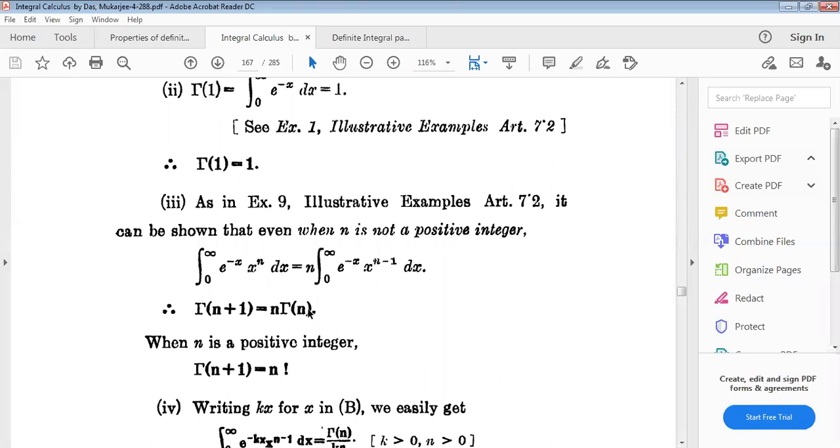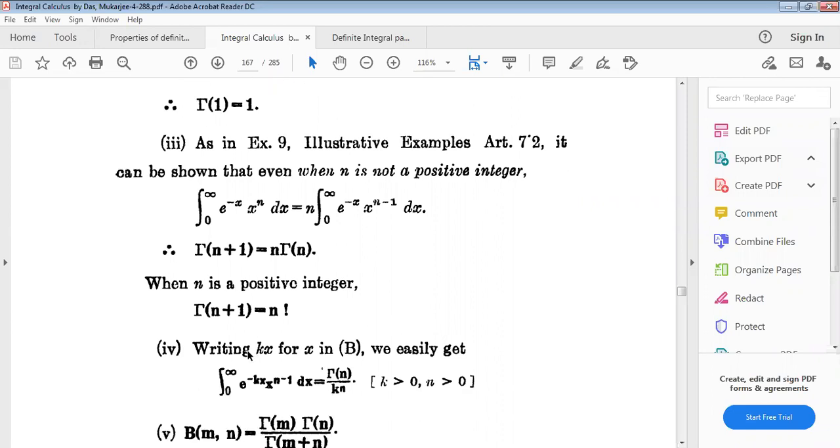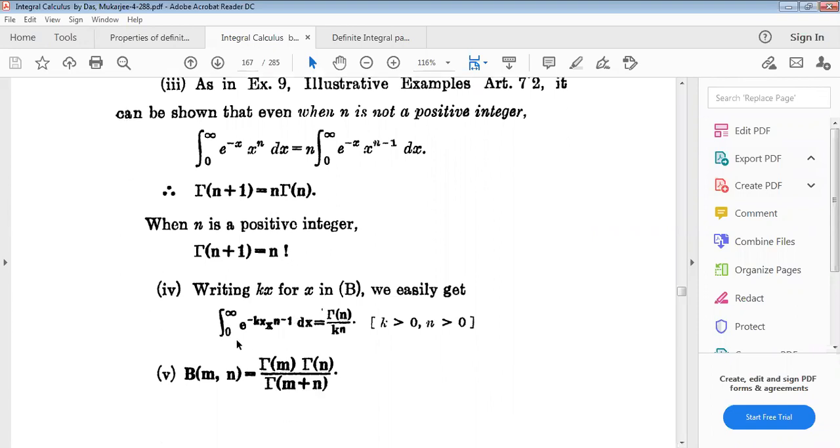You have to remember this formula: gamma n plus 1 equals n into gamma n. And gamma n plus 1 equals n factorial. We have to remember this formula. And another formula, the relationship between the beta function and the gamma function: beta mn equals gamma m into gamma n divided by gamma m plus n. This is the fifth formula.